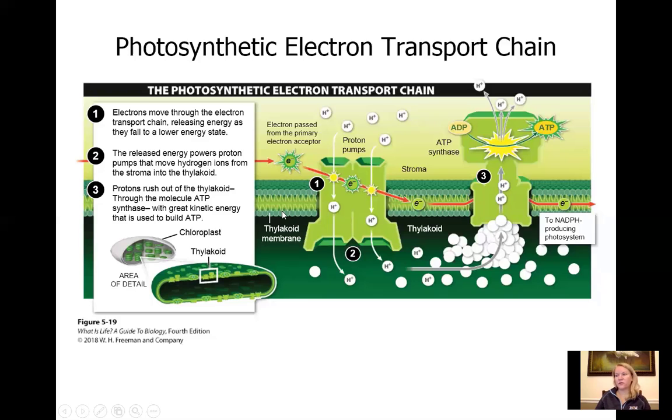Okay, so here you have that thylakoid membrane. You should recognize that that's a lipid bilayer. Remember the phospholipids? Here they are. That's that membrane. So we have the hydrophilic heads and the hydrophobic tails there. We can see that aligned, and the electron passing through. So number 1, electrons move through the electron transport chain, releasing energy, falling to a lower state. Number 2, the released energy powers proton pumps. So here it's doing some work.